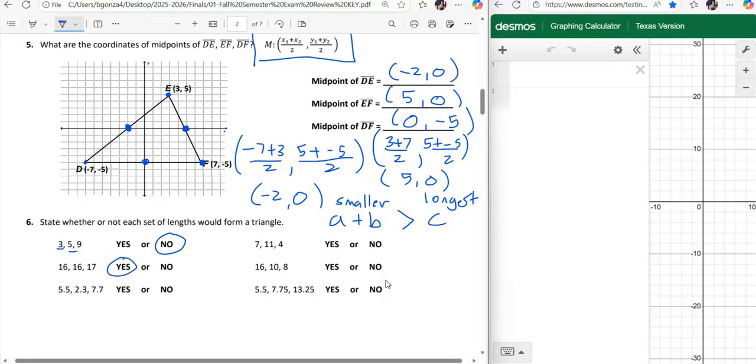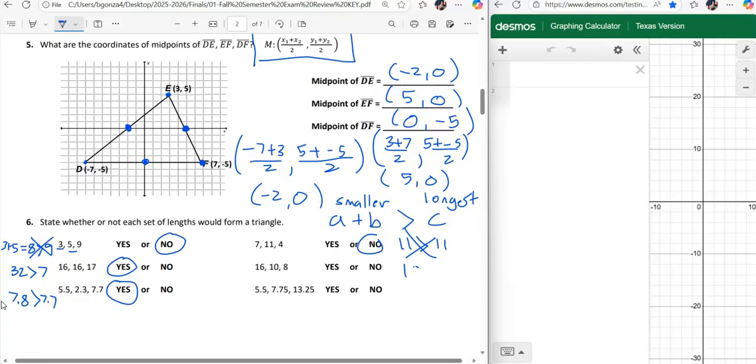Yes. Okay, so 3 plus 5 equals 8, greater than 9, and 32 greater than 7. Yep. 5.5 plus 2.3 is 7.8. Is that greater than the third side, 7.7? Yes. Okay, smaller ones here are 7 and 4, not the first two this time. 7 plus 4 is 11. Is 11 greater than 11? No, it cannot be equal.